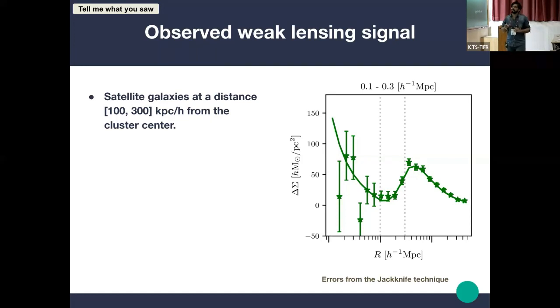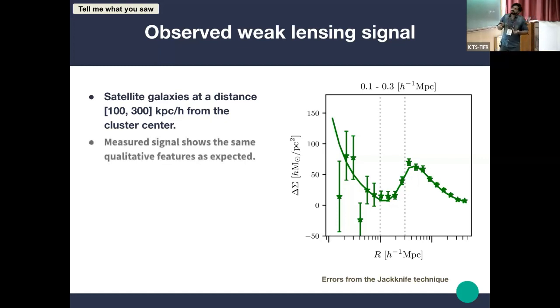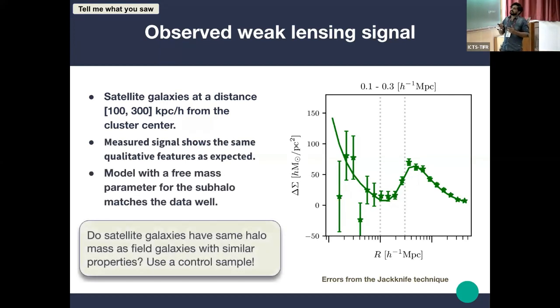And you see the signal in green stars with error bars is qualitatively looking like what I showed you in the previous slide. Okay, you have the signal, you model it assuming some density profile, which is NFW here, and this model has some free parameter which characterizes the mass of the satellite, and you ask whether the mass of the satellite is the same as that of the other sample which we created, which was matching our satellites in stellar aspects.